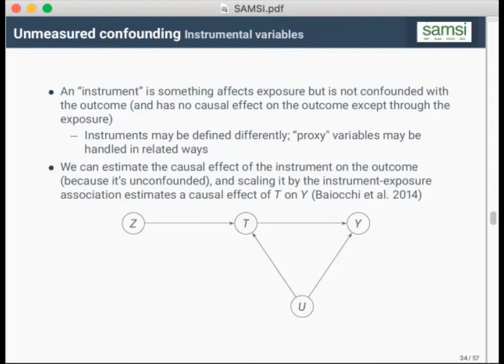To give a very high level intuition for how instrumental variable analyses work, because the instrumental variable is unconfounded with the outcome, we can estimate the effect of Z on Y. And then we can scale this by the Z to T relationship to get an estimate of the effect of T on Y, or the part of the effect of Z on Y that is through T.